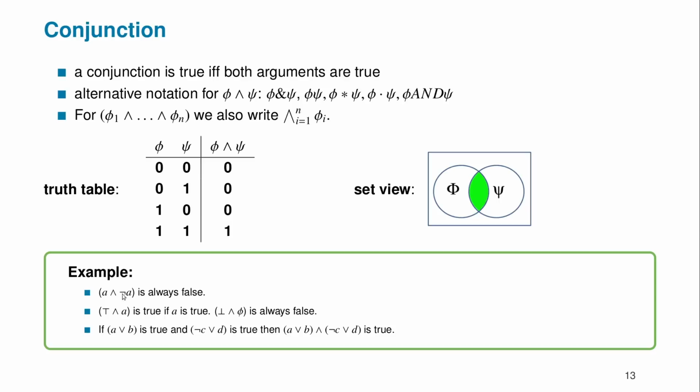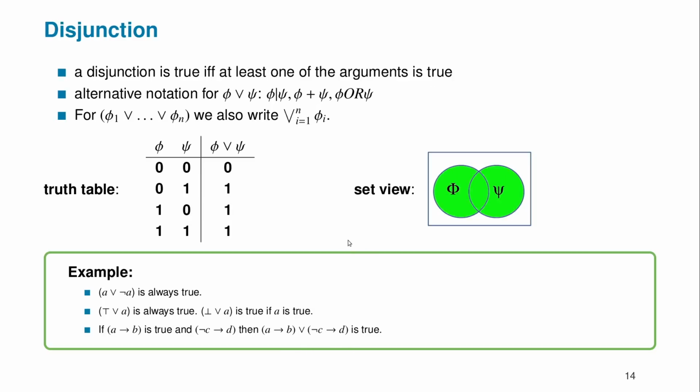Some important cases: A and not A is always false, because one of the immediate subformulas is false. Top and A is true if A is true, and bottom and phi is always false, because bottom is always false. If A or B is true and not C or D is true, then A or B and not C or D is true under a certain assignment.